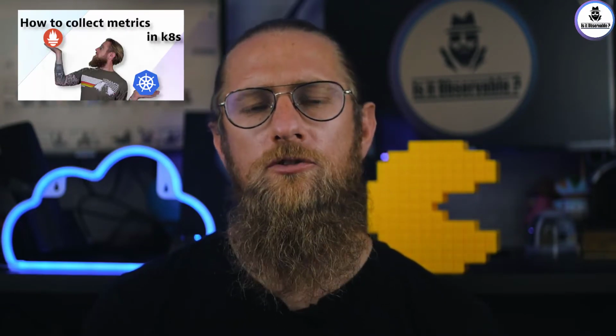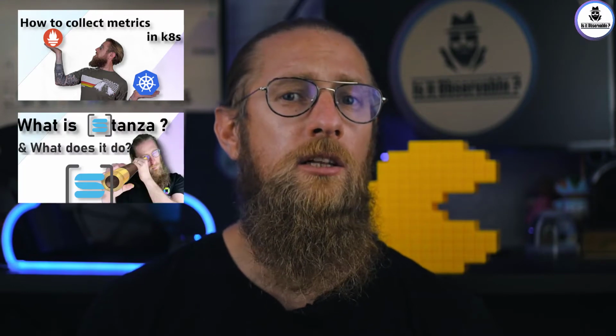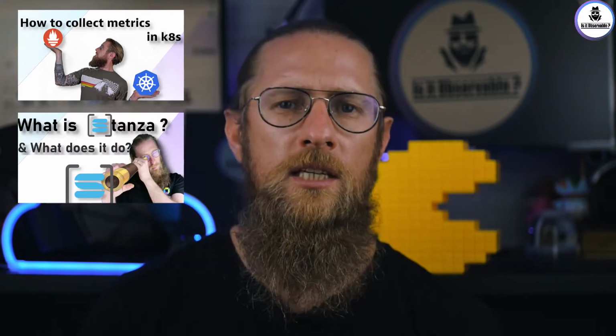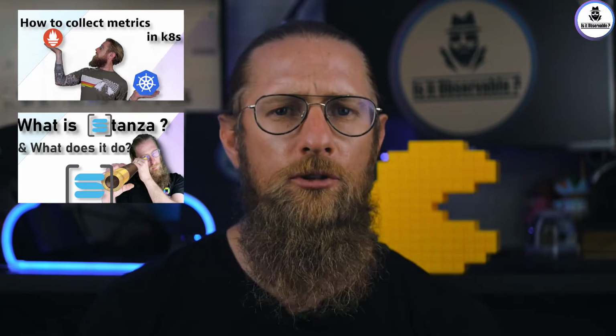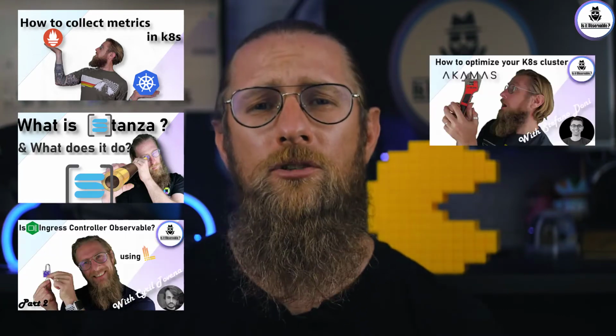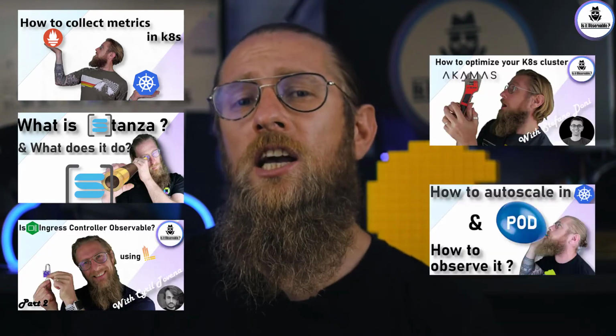Today's episode is part of the Kubernetes series where we already covered several topics. We saw how to collect metrics from your cluster, how to collect logs using fluentd, fluentbit, Stanza, how to observe your Ingress controllers, how to optimize your cluster, and what is an autoscaler. Today, this episode will focus on how to autoscale our workload based on external events. We will take advantage of this episode to introduce an amazing CNCF project.